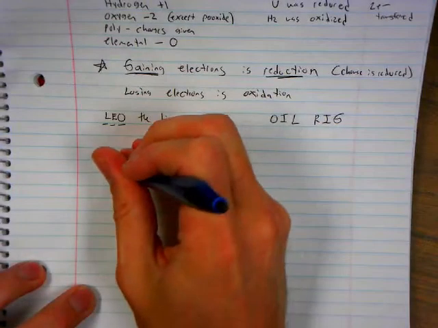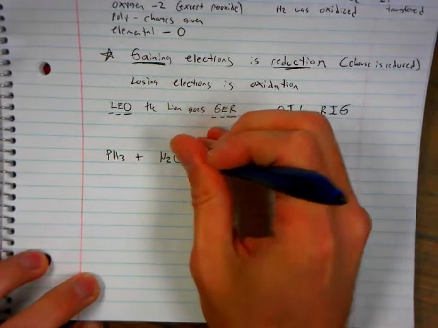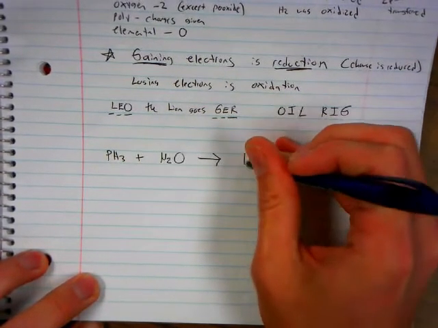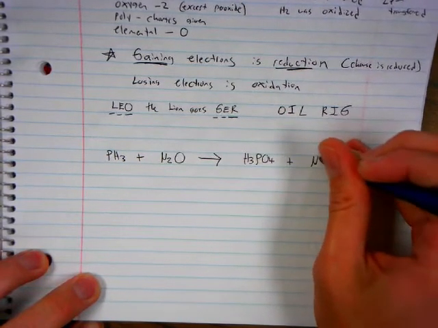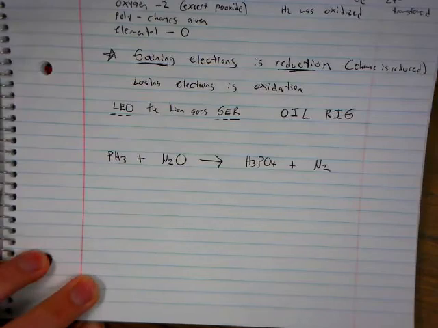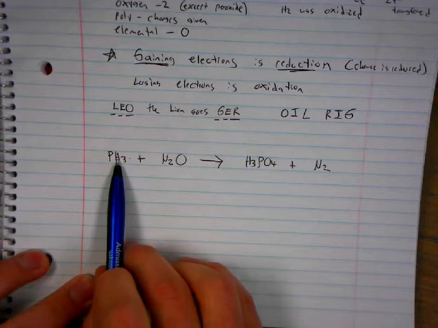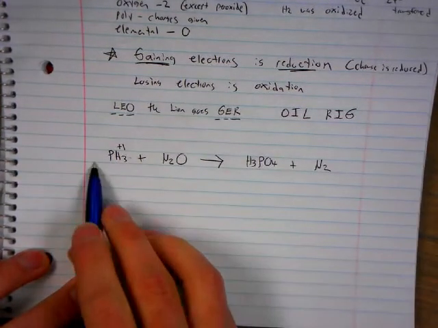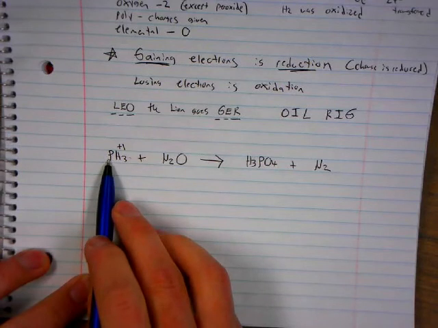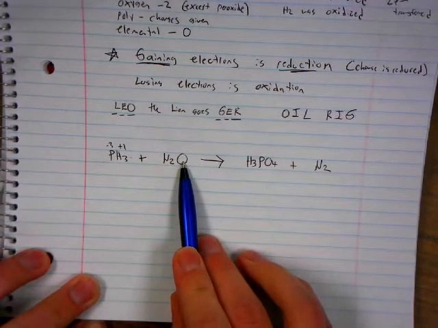You guys good with this? Yes. Okay. So let's do PH3 plus N2O gives me H3PO4 plus N2. Step 1: assign oxidation numbers. What is hydrogen's oxidation number? Plus 1. So what is phosphorus going to be in this compound?